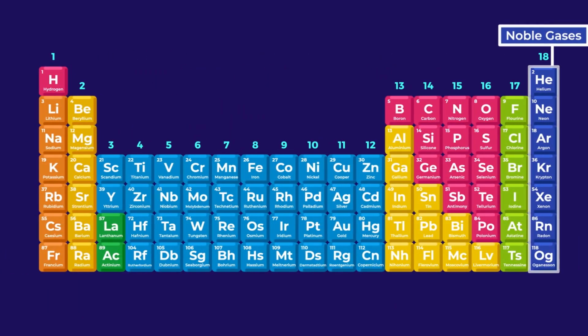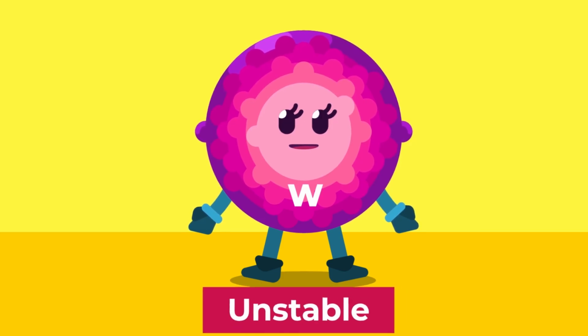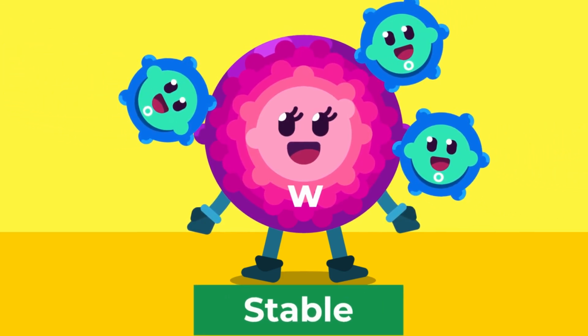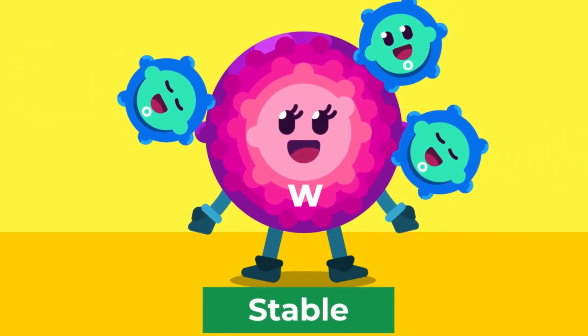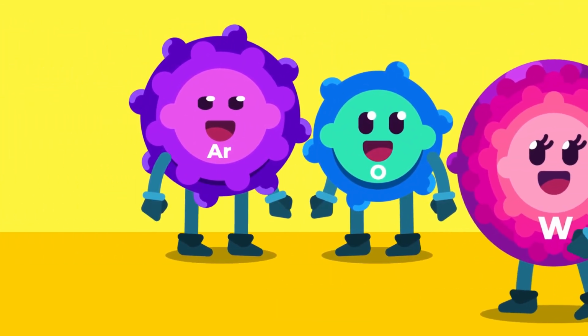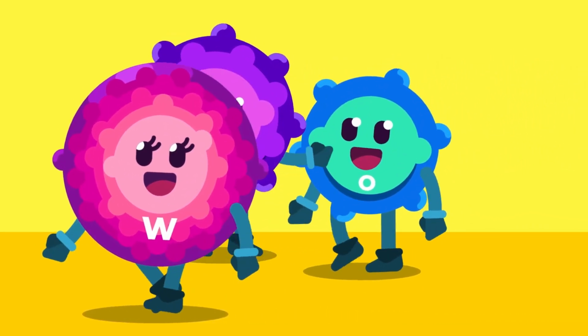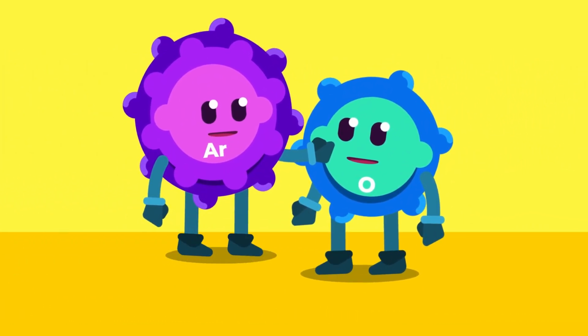The noble gases, also named as group 18 or 0, are the most stable group in the periodic table. All other elements react to attain the stability exhibited by the noble gases. These noble elements are incredibly unreactive and can even be used to prevent reactions from occurring.